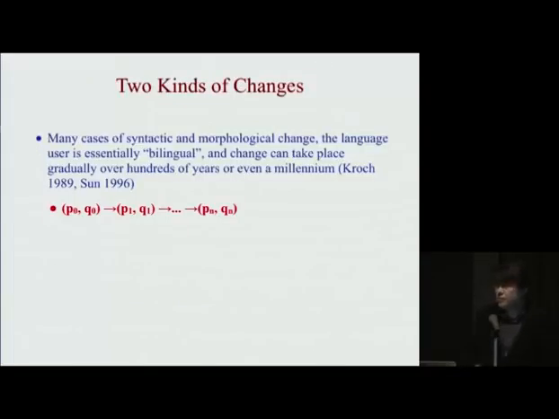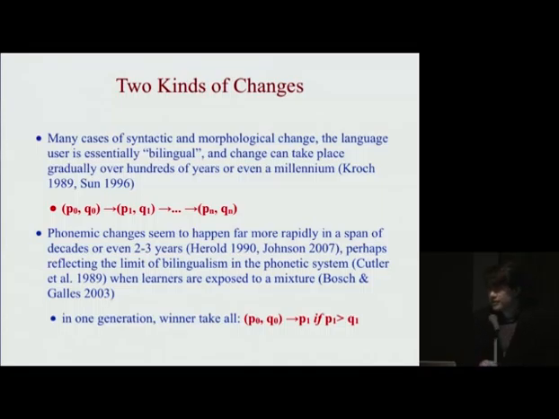If you look at historical linguistics broadly, you see two kinds of changes. One is very familiar, the other is quite recently discovered. One kind of change is that, as in many cases of syntactic and morphological change, language users are essentially bilingual. You have two competing systems, if you will, and that can be viewed as a probability distribution over, say, two grammars. That distribution changes over time. And in many cases, the change can drag out for hundreds or possibly even 1,000 years, as apparently in the case of word order change in classical Chinese. This is something that we have come to understand a little better more recently, thanks largely to the work initiated by my colleague, Bill Labov.